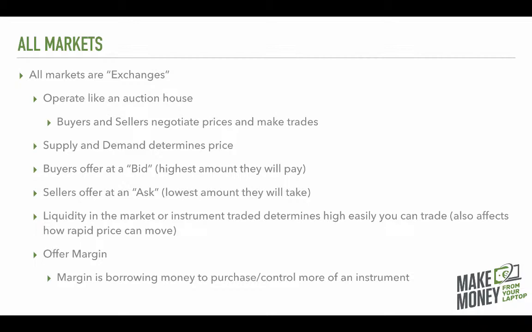Buyers are putting in orders at what's called a bid. This is the highest amount that they're willing to pay. And sellers are in the market putting in orders at what's called an ask. This is the lowest amount that they will take for the item that they currently have. Liquidity in the marketplace, or the instrument that's being traded, determines how easily you can actually trade, how easily you can exchange that product. And this also affects how rapidly price can move up or down.